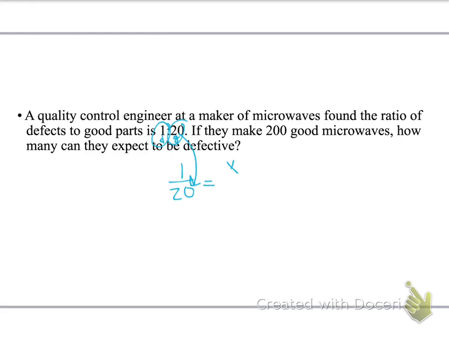So that means I'm going to put x on top because I don't know how many. My 200 is going to match with my bottom. I can't add this time because I'm comparing one thing to another; I'm not finding a total of something. So in this situation, we're actually going to have to cross multiply. It doesn't matter which way I start. I'll get 20 times x, drop my equal sign in the center, 200 times 1 will just get me 200. If I divide by 20, I'll get x equal 10, so there are going to be 10 defective ones out of that 200 good.